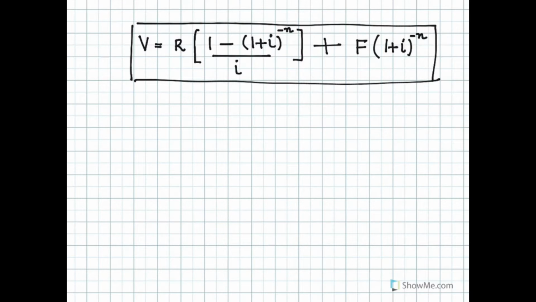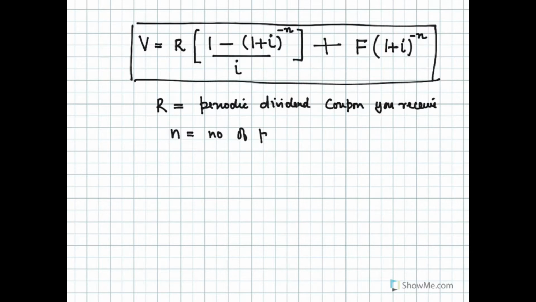Now in this, what is R? R here is the periodic interest or dividend, the periodic dividend or coupon you receive. So R is the coupon you receive. V is the value of the bond. N is the number of payments you receive.